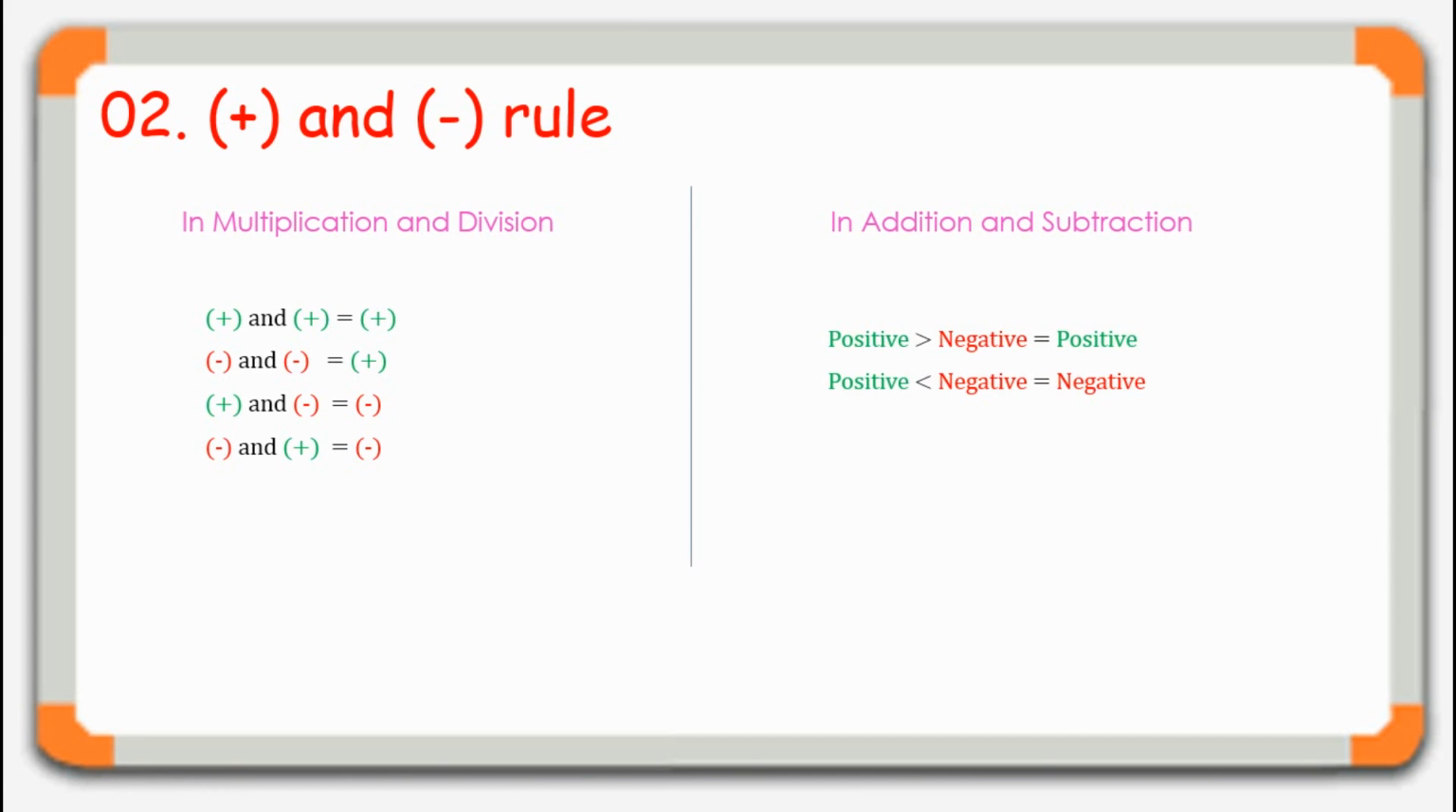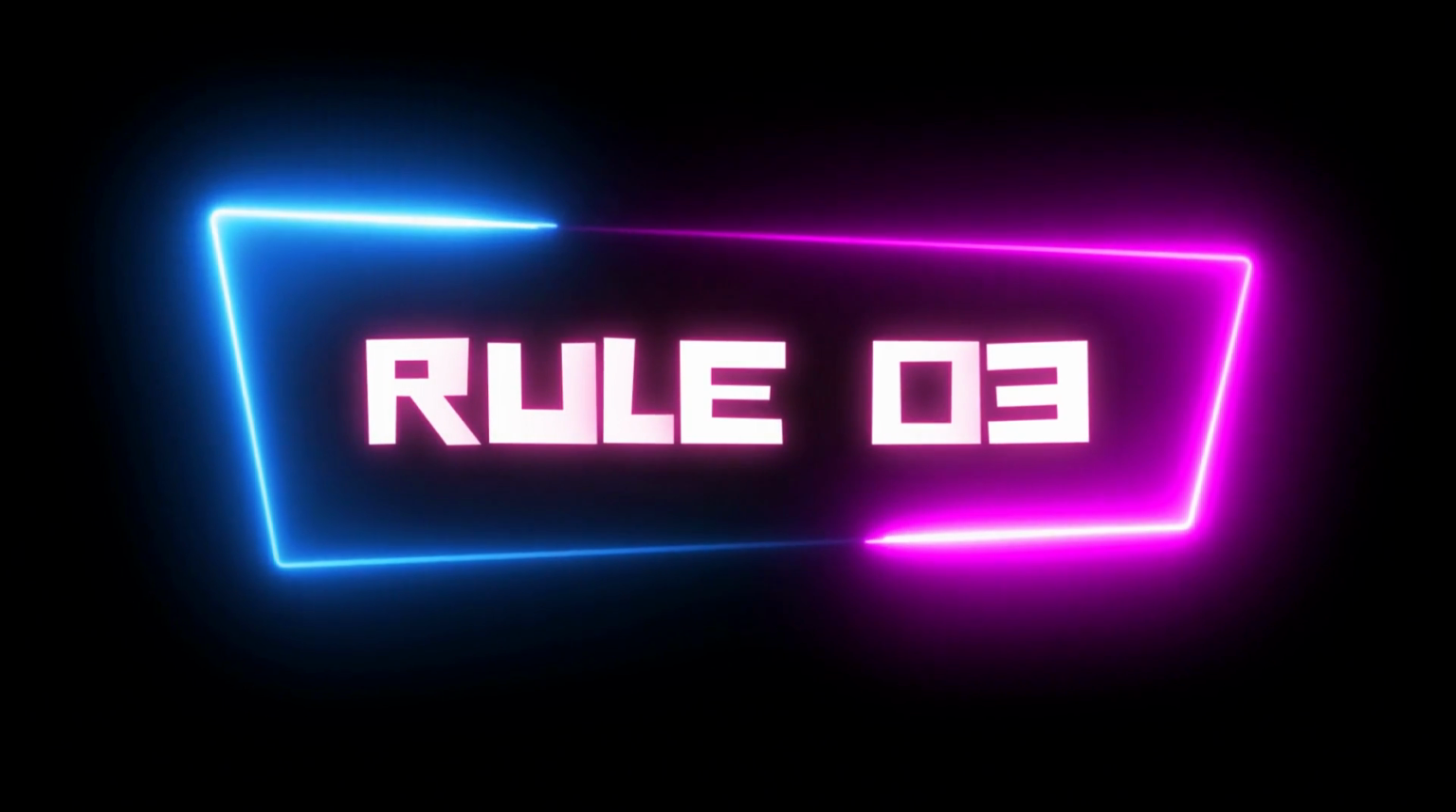In addition and subtraction, when the positive value is greater than the negative value, for example, if you take 6 as the positive value and the negative value as minus 4, so 6 is greater than minus 4, the answer will definitely be positive. That will be a positive 2. And the next one, when you get a positive value that is less than the negative value, or the negative value is greater than the positive value, that means the answer will be a negative value. So with that, let's see the rule number 3.